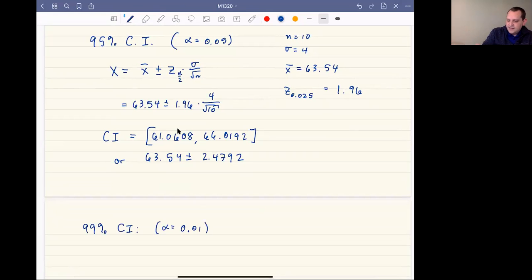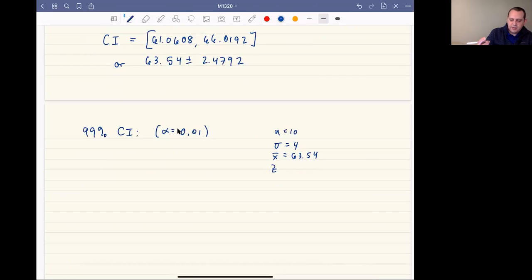We know that n is 10, just like before, sigma is 4, and our mean was 63.54. Then what we have to do is come up with our z sub alpha over 2. If we take this alpha and divide it by 2, we get z sub 0.005. If we go to the table and look up that value, we get 2.576.